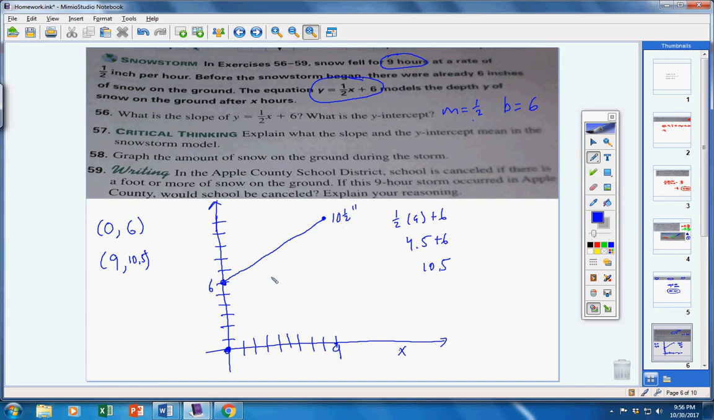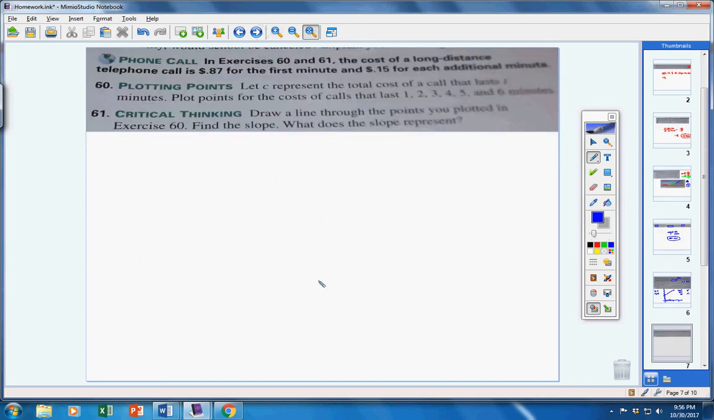So there's the graph. Now, in Apple County School District, school is canceled if there is a foot or more of snow on the ground. So, would they cancel school? Well, no, because a foot is 12 inches, and there's only 10.5 inches on the ground. So, would they cancel school? No, they would not. Okay, alright, moving on to 60 and 61.